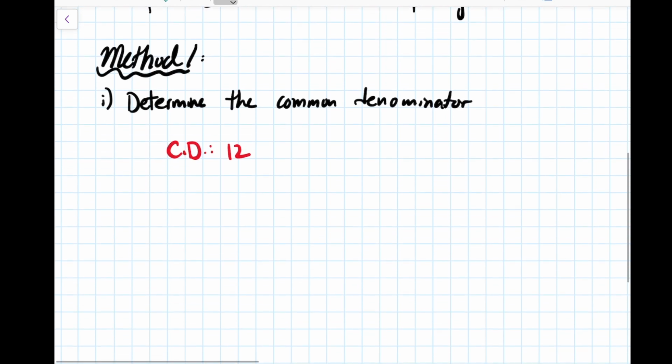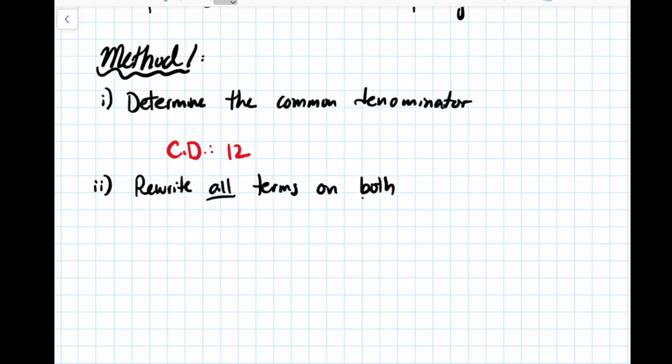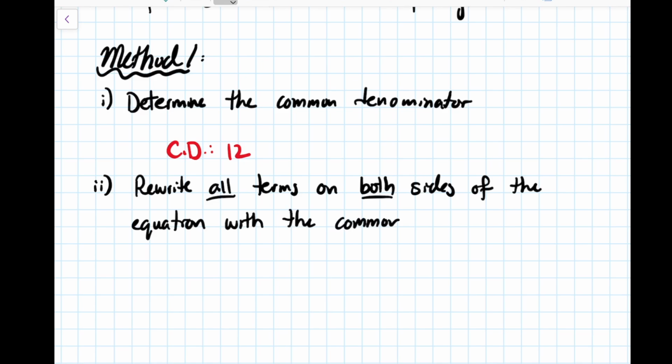Once you've got a common denominator, just like when we were adding and subtracting, you're going to rewrite all of your terms, so every single term on both sides of the equation, to get that common denominator. It's really important that you do it to every single term, right? So if you don't, things are not going to go very well for you.